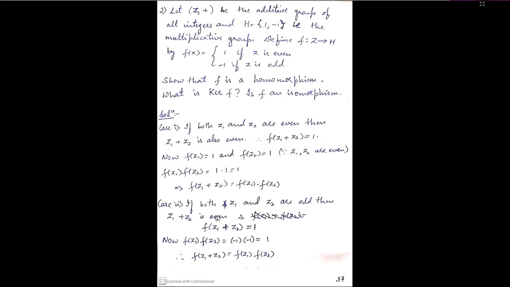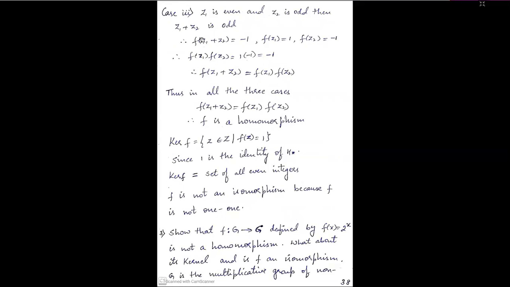Second case: if Z1 and Z2 are both odd, then Z1 plus Z2 becomes an even number. When you add two odd numbers, you get an even number. So F of Z1 plus Z2 is equal to 1, whereas F of Z1 is equal to minus 1 and F of Z2 is equal to minus 1, as Z1 and Z2 are odd. So the product of minus 1 and minus 1 becomes 1. Therefore, F of Z1 plus Z2 is equal to F of Z1 into F of Z2.